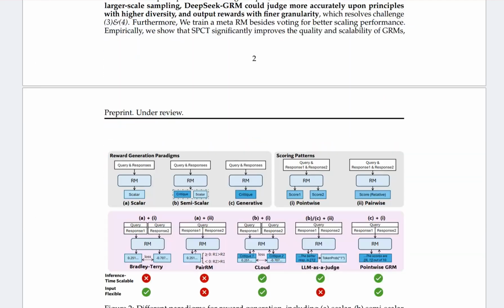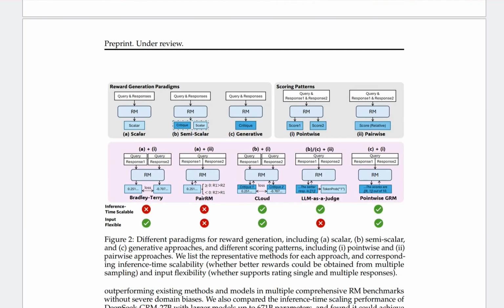Alright, so now it's addressing this issue, reward models. There are several ways to categorize them. The first way is that, given a question and several answers, you only assign a single score. That's one type. Or you could provide a critique, meaning a linguistic evaluation, along with a score. That's another type. Alternatively, you might just give a linguistic evaluation without a score.